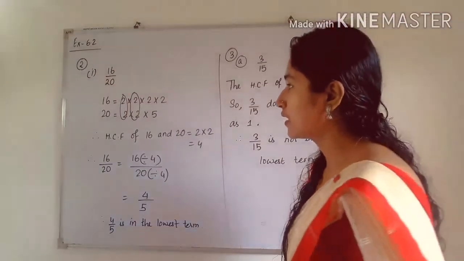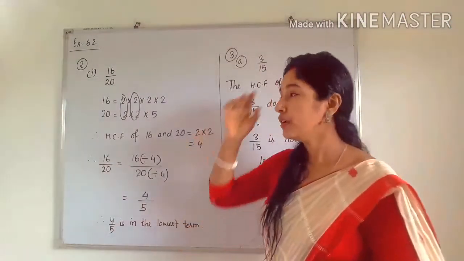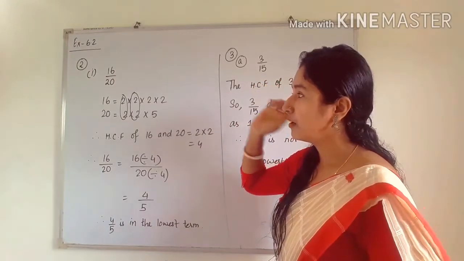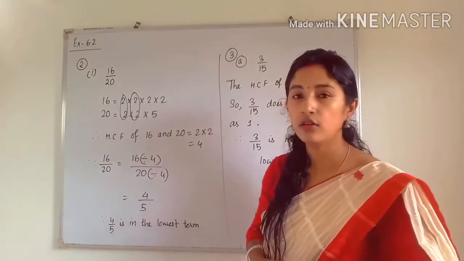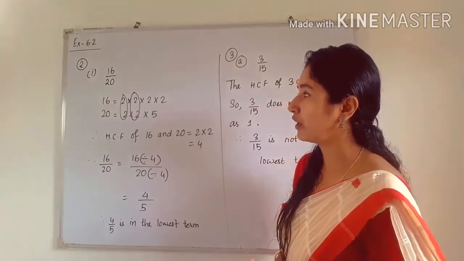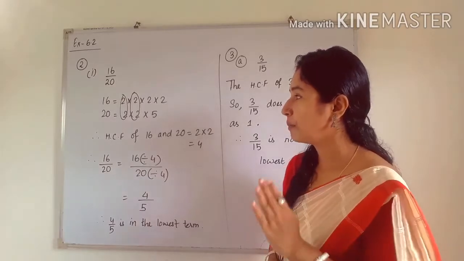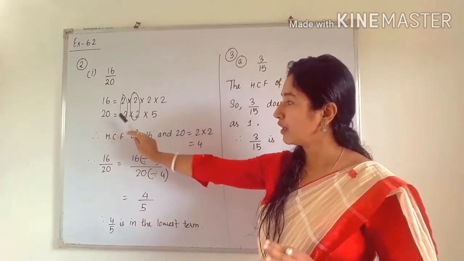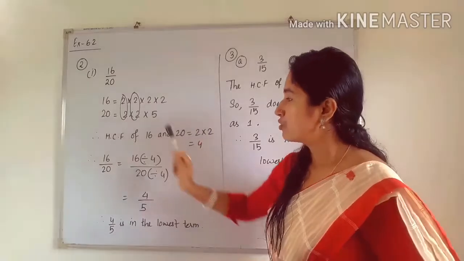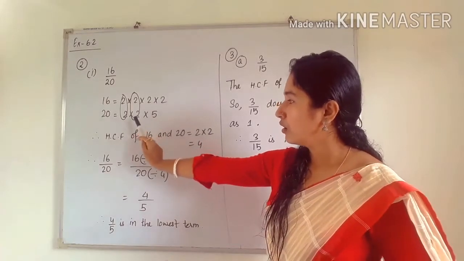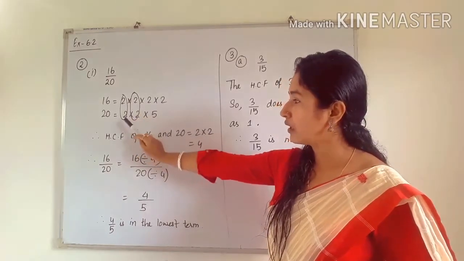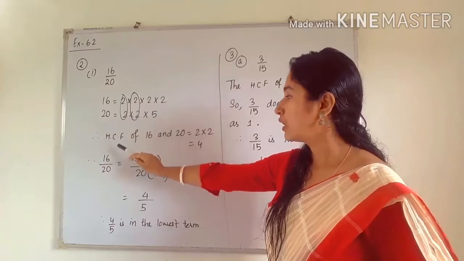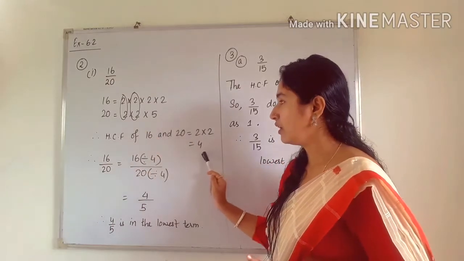So next, see, same question. Number 16 by 20. Here you have to find the lowest term. Okay, again we have to find the lowest term. So first of all, prime factorization of 16 is this one, and prime factorization of 20 is 2 into 2 into 5. So see, only 2 is common. Number of 2s is 2. So the HCF will be 2 into 2, that will be 4.